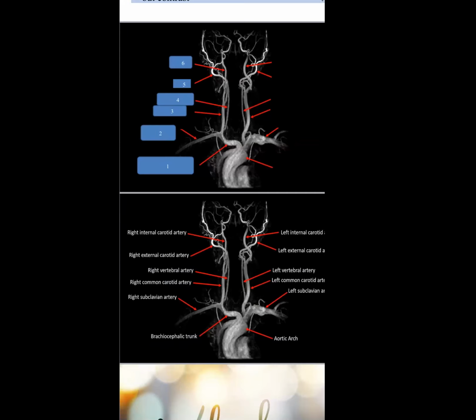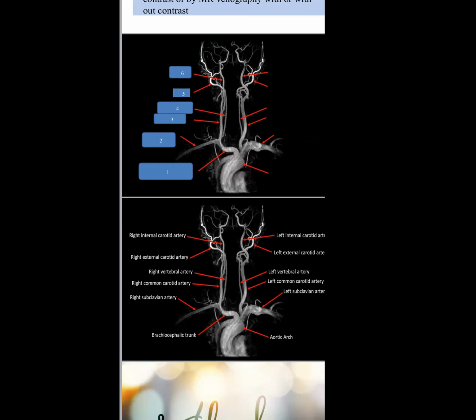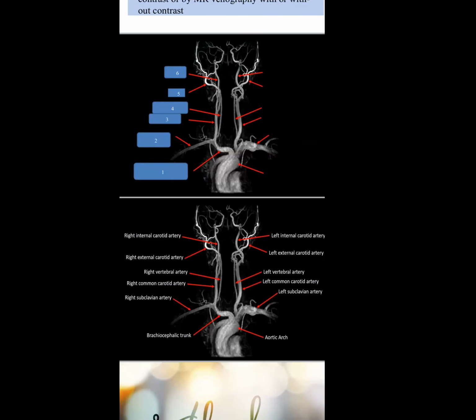أني ما أعرف تطلع واضحة والحلول هي موجودة. رقم 1 هو البراكيوسيفاليك trunk, the brachiocephalic trunk. رقم 2 right subclavian artery. رقم 3 the right common carotid artery. رقم 4 right vertebral artery. 5 the right external carotid artery. 6 right internal carotid artery.